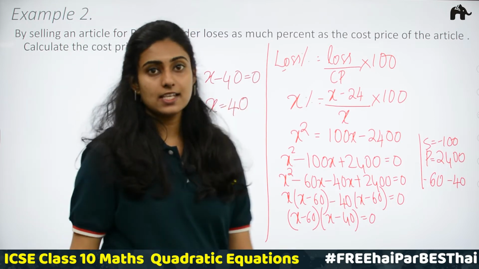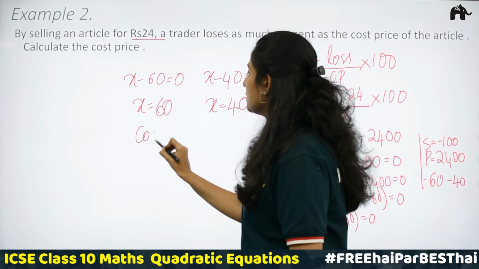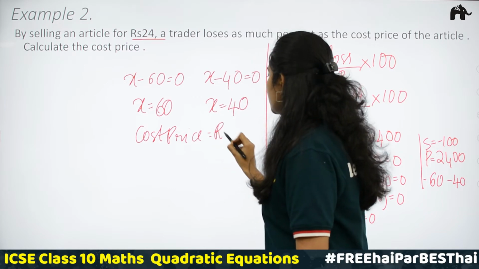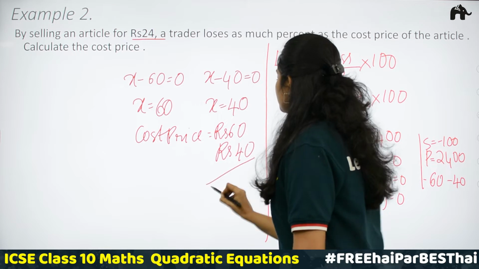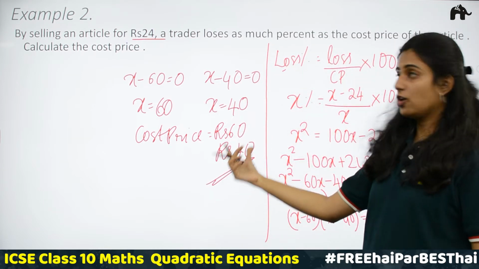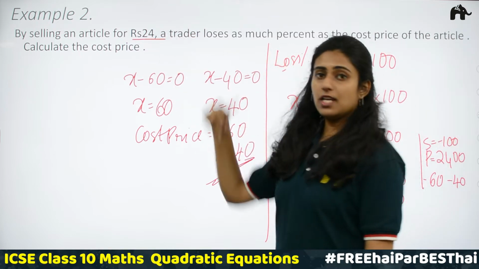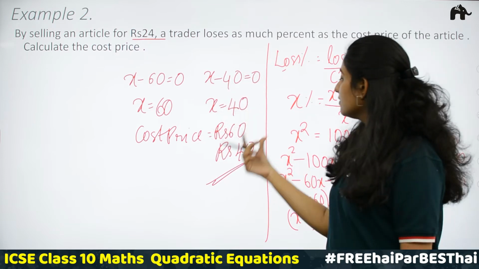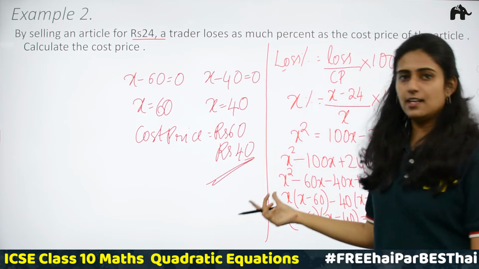What is X? X is the cost price. Therefore, the value of cost price can either be equal to rupees 60 or rupees 40. Now just check this. The selling price is 24. If selling price is 24 and cost price is 60, here there is a loss. If cost price is 40 and selling price is 24, here also there is a loss.